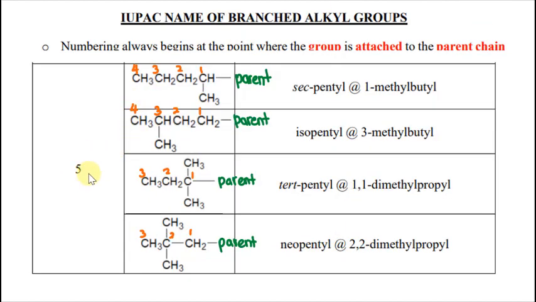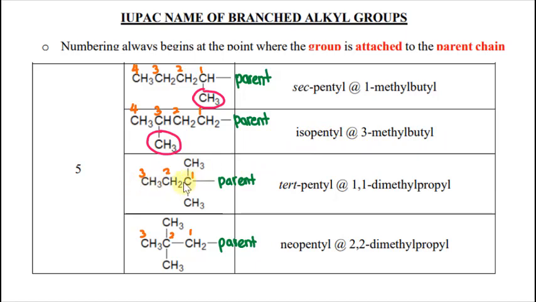And last but not least, for the 5-carbon branch alkyl group, if the longest carbon chain is 4 carbons and then the methyl is placed on the first carbon, the name of this structure is 1-methylbutyl or sec-pentyl. If the methyl is placed on the third carbon, okay, the name for this structure is 3-methylbutyl or isopentyl.